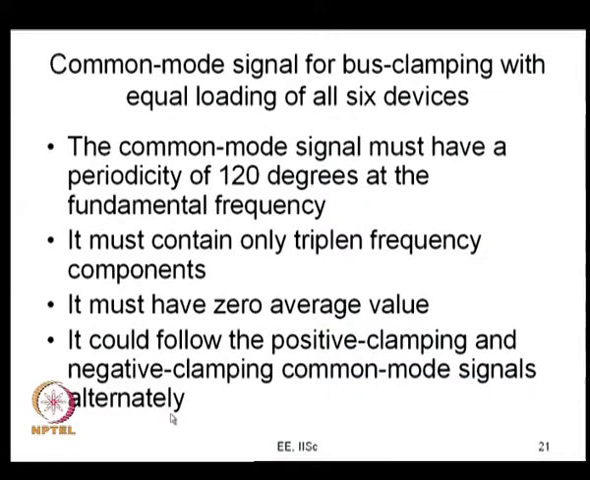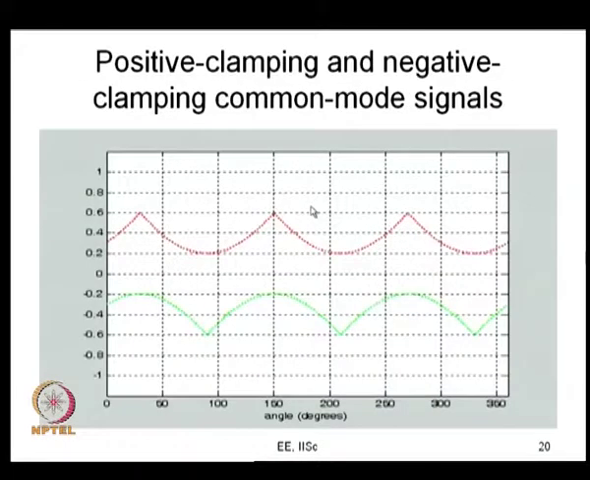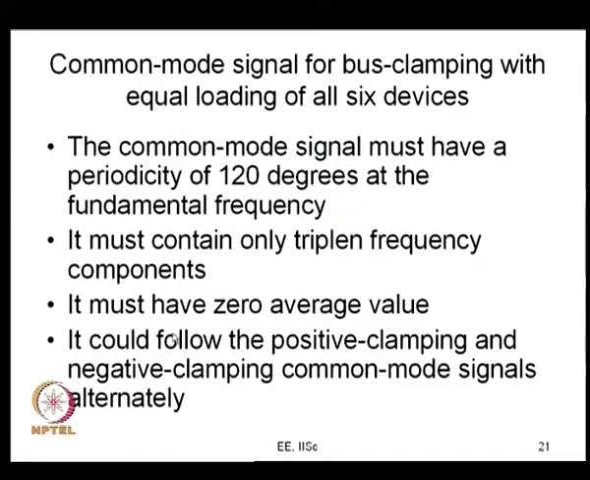So, if you look at this, certain rules here: the common mode signal must have a periodicity of 120 degrees now. So, if you see, this itself is periodic by 120 degrees, this is also periodic by 120 degrees now. You have a periodicity of 120 degrees at the fundamental frequency. It must contain only triplen frequency components. So, this is natural. So, its fundamental frequency is 3 times the fundamental. So, it is like 150 hertz for a 50 hertz modulation frequency. So, it will contain only triplen frequency components, and it must have 0 average value.